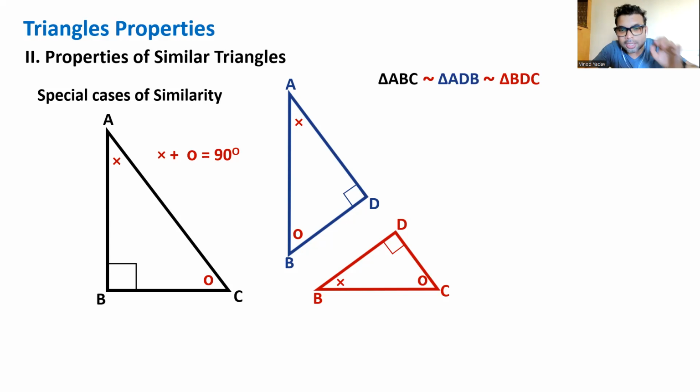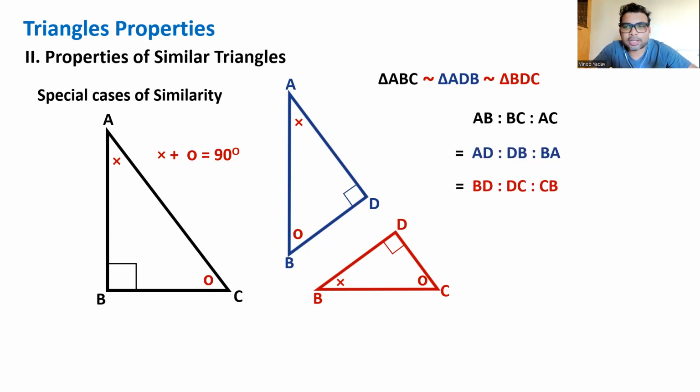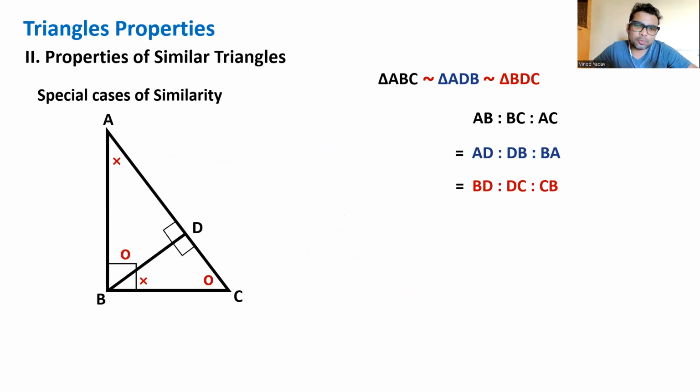Just check the naming. ABC is similar to ADB, similar to BDC. Match angle to angle. So ratio of the corresponding sides. From here only we prove BD square is equal to AD into DC.